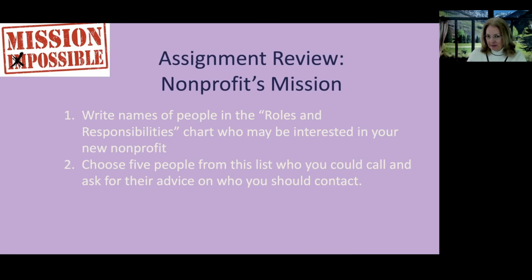And asking people for advice. When we ask for advice, we get money. When we ask for money, we get advice. And so, especially with a new nonprofit, it's important for you to ask for advice from people. And so compiling that list. So if you didn't do this last time, I would highly suggest it.